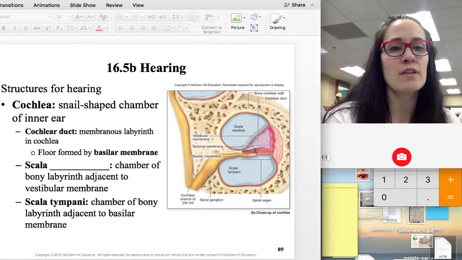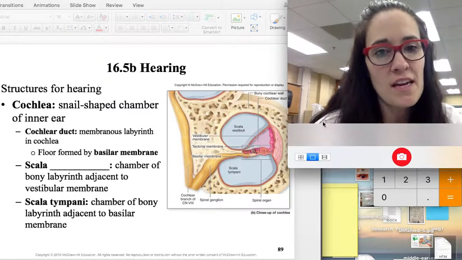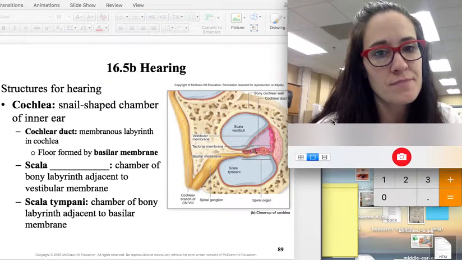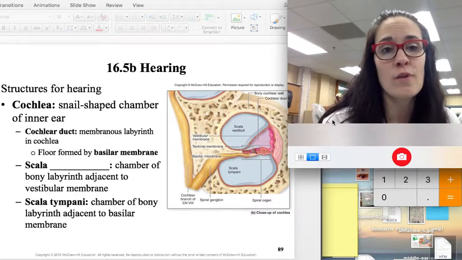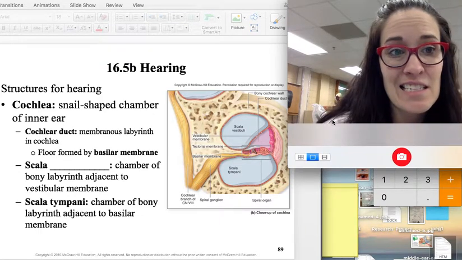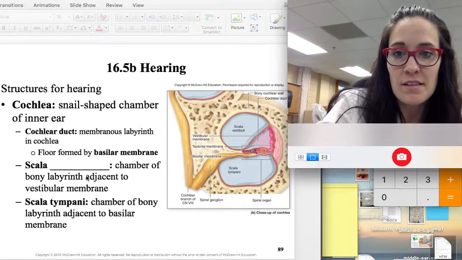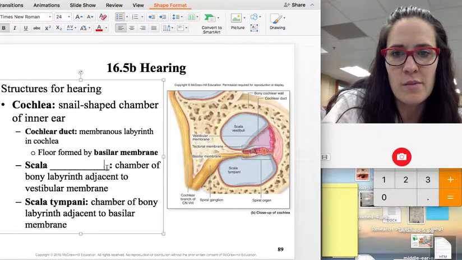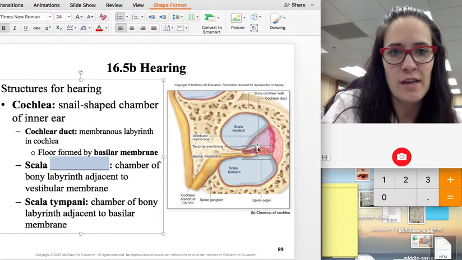Hearing, cochlea. So a little bit more detail about the anatomy within the cochlea. So within it, you have receptors that will receive the sound waves, and then they will sense what is being said. So a lot of things going on. You're going to want to take a look at the image in your book as well. But this is essentially where the magic happens.